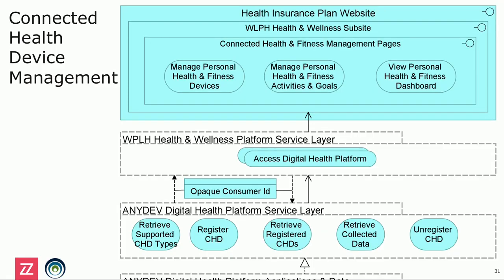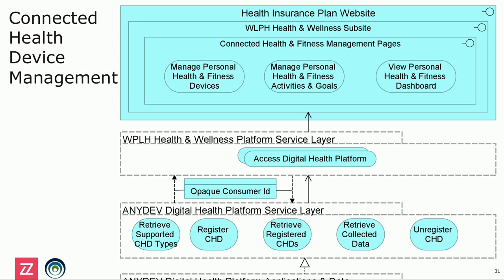Now how are those devices managed? Here you have a health insurance website that includes a health and wellness subsite, and includes some health and fitness management pages provided by that platform. And there are some services available to manage the health and fitness device, for example, and then through there the health and fitness website accesses the digital health platform, which uses a bunch of other services from the health platform provider that allows it to retrieve the supported connected health device types, register those, et cetera. So we're actually going down.